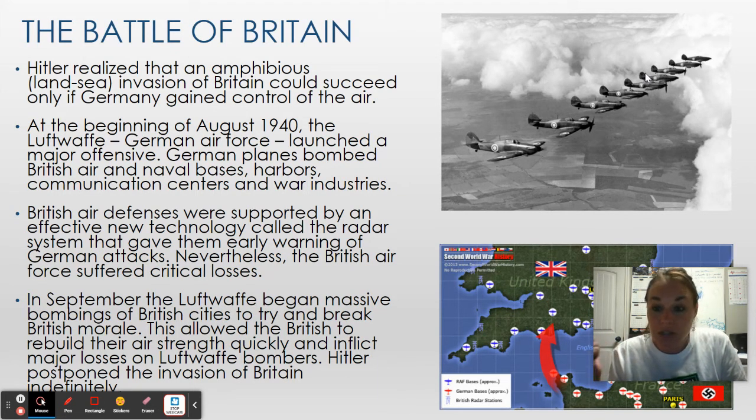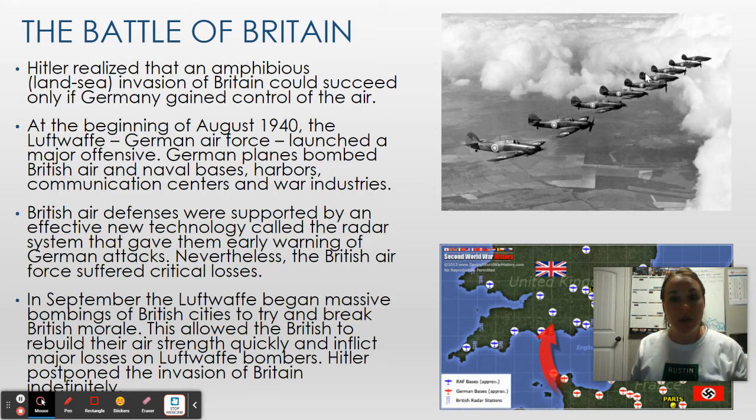But the British actually just get even more angry. It does the polar opposite of what they are hoping. And of course, this is very famously when Churchill coins the phrase "keep calm and carry on."